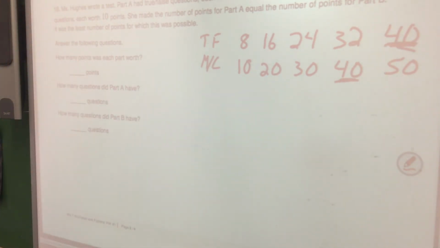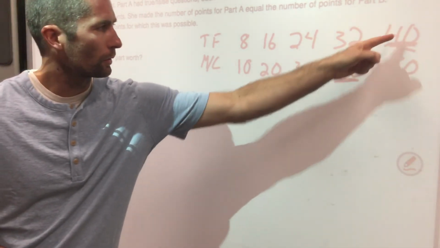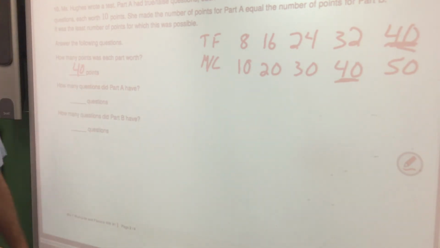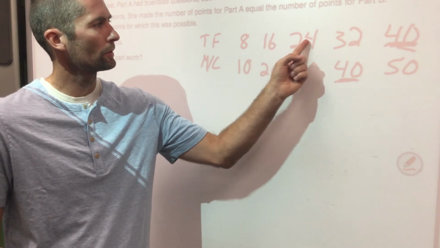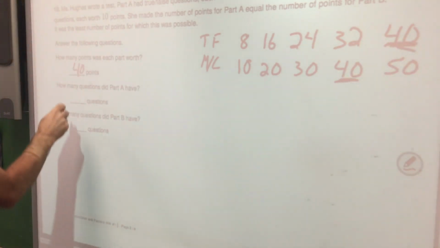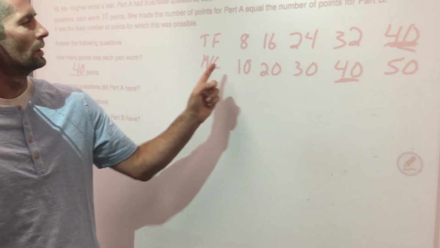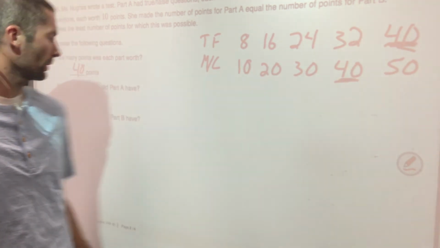Okay, how many points was each part worth? So each is going to be worth 40 points. How many questions does part A have? Well, here's 1, 2, 3, 4, 5 questions. How many questions was part B worth? 1, 2, 3, 4 questions.